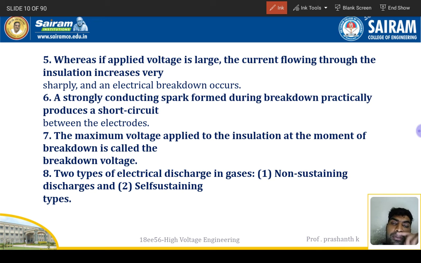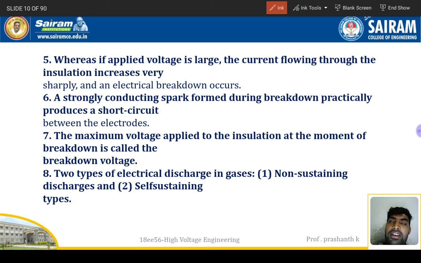Whereas if the applied voltage is large, the current flowing through the insulation increases very sharply and an electrical breakdown occurs. A strongly conducting spark formed during the breakdown practically produces a short circuit between the electrodes. If you conduct the experiment in the high voltage engineering laboratory, with oil dielectric strength testing using a transformer, we place two electrodes and a spark occurs between them.